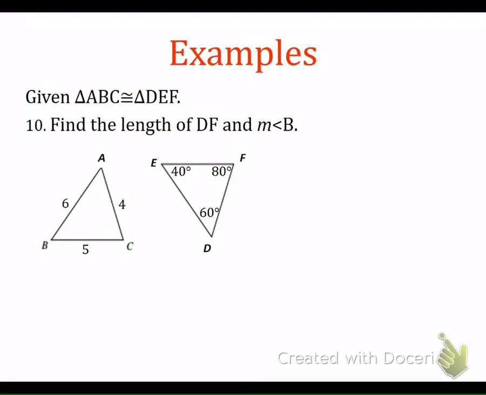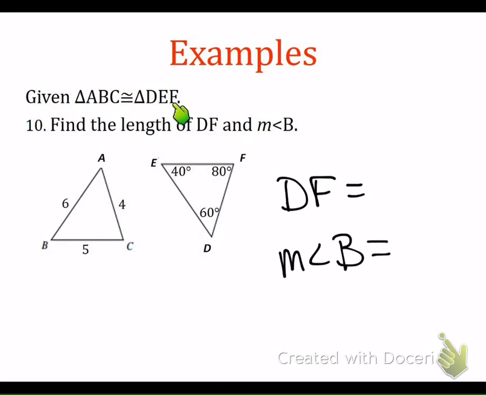Number 10. We are given that triangle ABC is congruent to triangle DEF. So if you want, before you even read this, you could mark the parts that are congruent. Like A and D, you can mark them the same, B and E, and so on. Okay? Now, we're given 2 things that we're supposed to find. The length of DF and the measure of angle B.